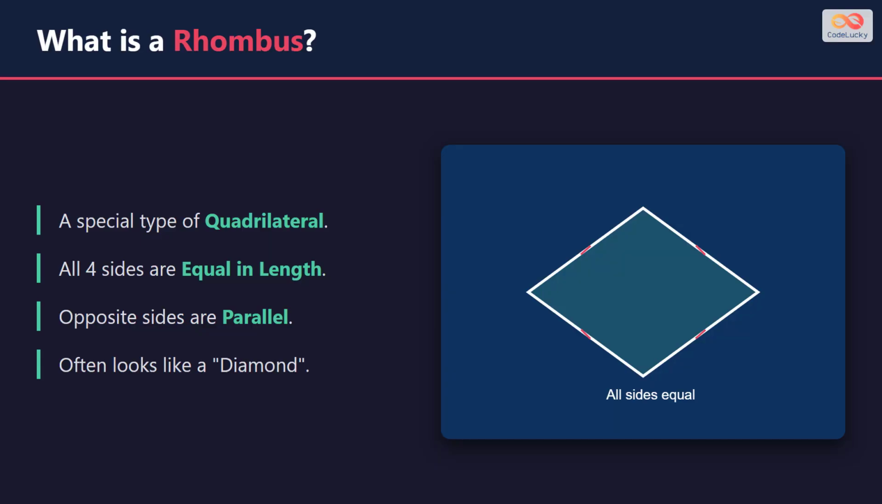First, let's define what a rhombus is. A rhombus is a special type of four-sided shape, or quadrilateral. The most important thing to remember is that all four of its sides are equal in length. It also has opposite sides that are parallel to each other. You might often hear it called a diamond shape.